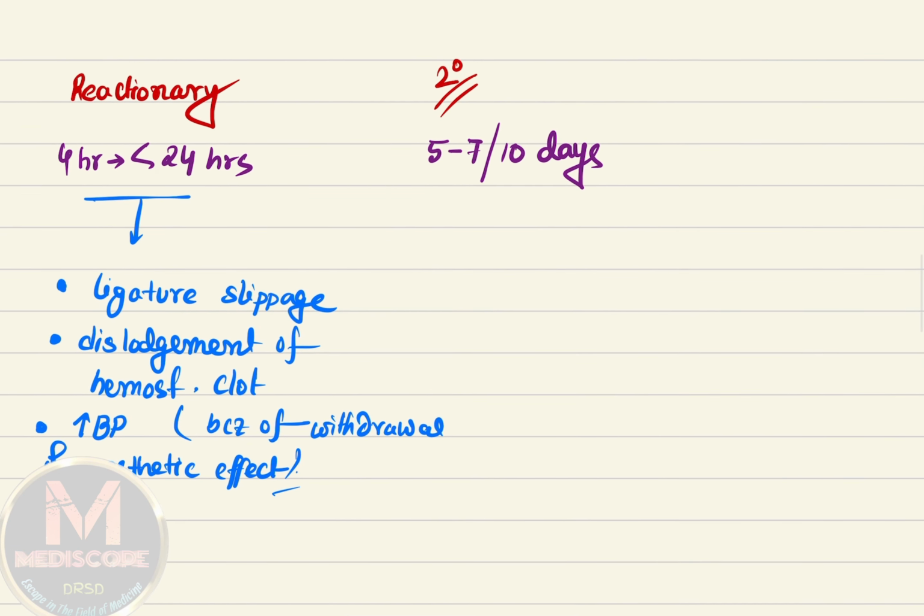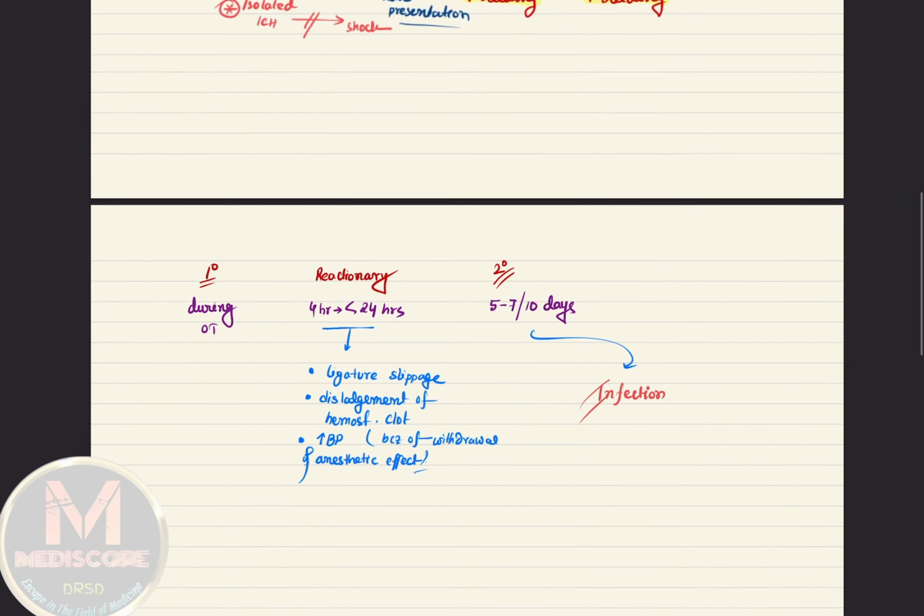As I mentioned, secondary hemorrhage happens because of infection. There is sloughing of the artery or the vessels secondary to infection, which is important.